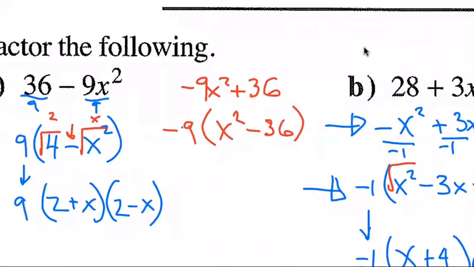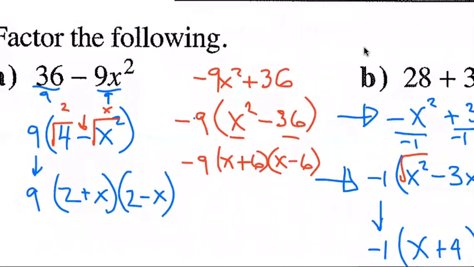Now I still have a difference of squares. That's a perfect square and a perfect square separated by a minus. So this is going to be -9, two brackets, x, 6, 6, plus, minus. No, that shouldn't be a 6. That should be a 4, shouldn't it? I forgot to divide by 9. Oops. So that means this is going to be a 2 and 2. There.